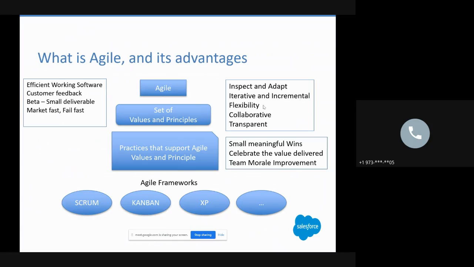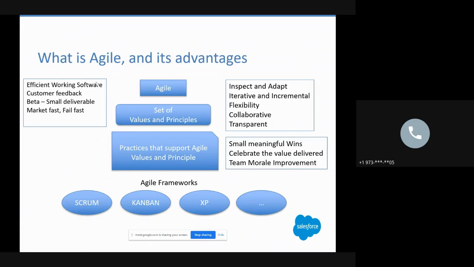And of course it's collaborative because we want to be transparent, and we want to come together for a common goal, which is again writing efficient working software, right? That's really the goal of agile, right?